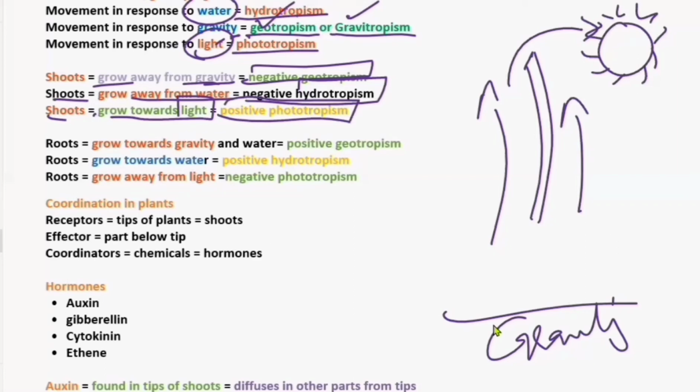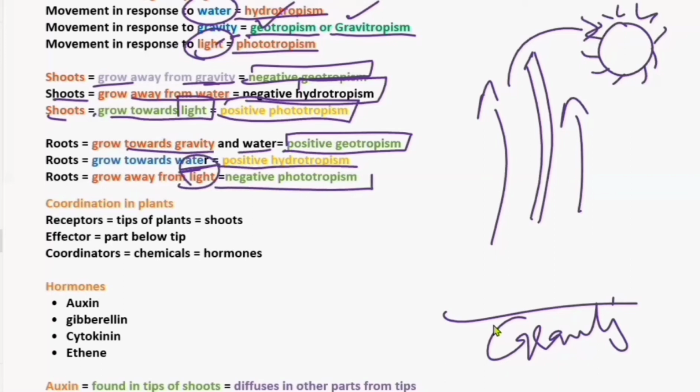If we talk about roots, their action is opposite to that of shoots. Roots always grow towards gravity, and they also grow towards water. If they grow towards gravity, they show positive geotropism. They grow towards water, so they also show positive hydrotropism. And they always grow away from light, which means that they exhibit negative phototropism.